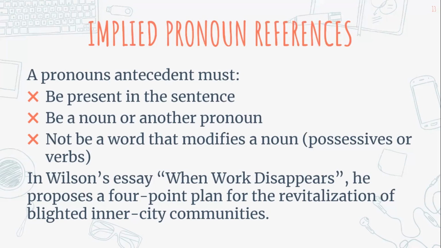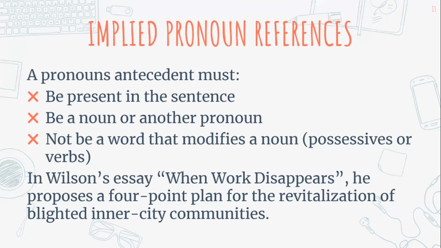So in order to rewrite this sentence so that it is more clear, we can say, in his essay, When Work Disappears, Wilson proposes a 4-point plan for the revitalization of blighted inner city communities. So here, Wilson is in the sentence. So that means all the requirements of a pronoun antecedent is met, right?